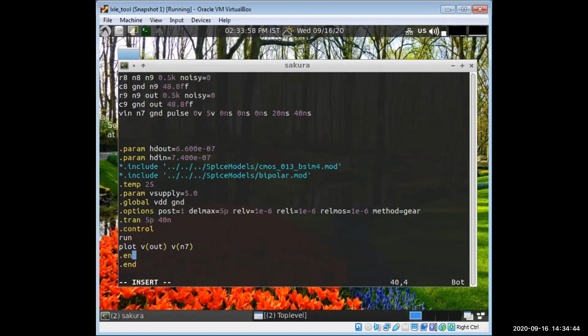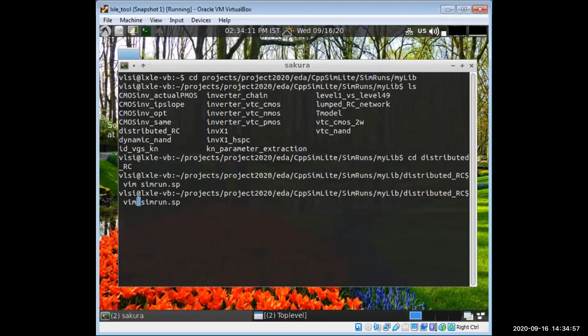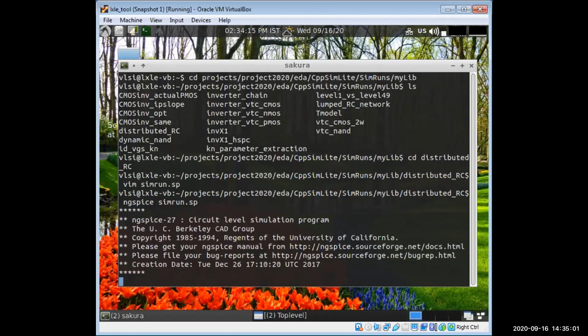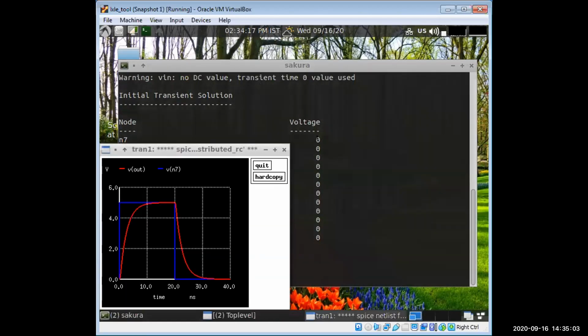Then .end C. We also have to give the measure statement, so let's first run it, then give the measure statement. ngSpice simran.sp. You can see here the simulation.